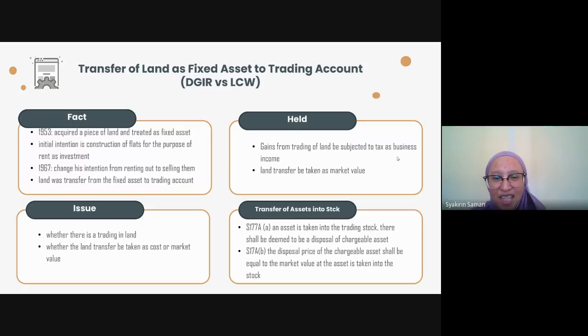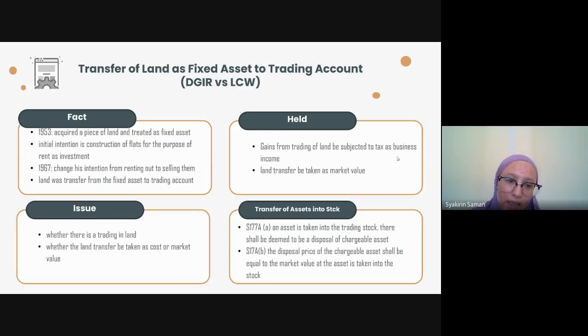Transfer of land as fixed asset to trading account. Where there is a transfer of land from fixed asset account to the trading account of a property developer, the value of the land shall be its market value at the date of the transfer to the trading account. That is an example of a case, which is DGIR versus LCW.